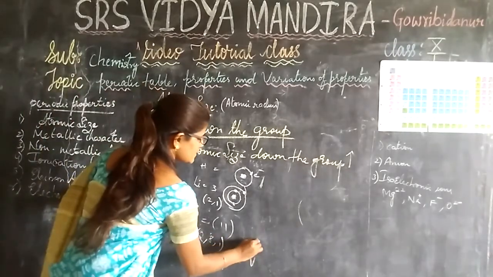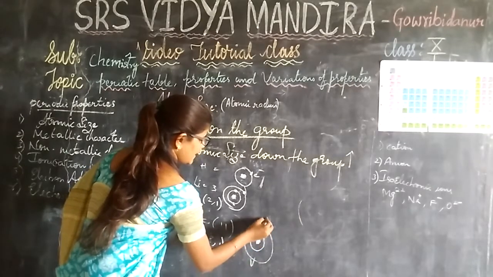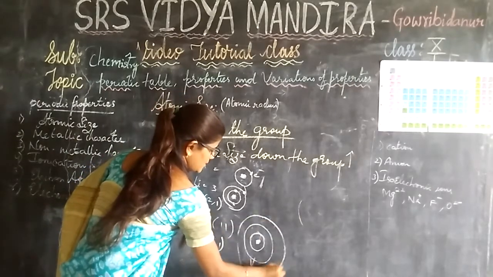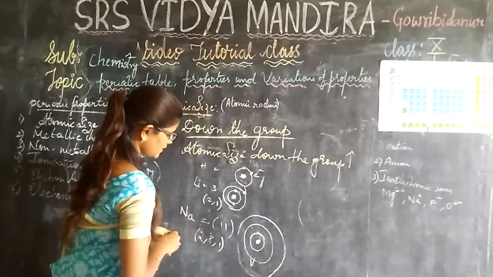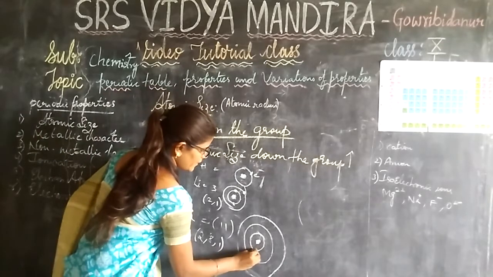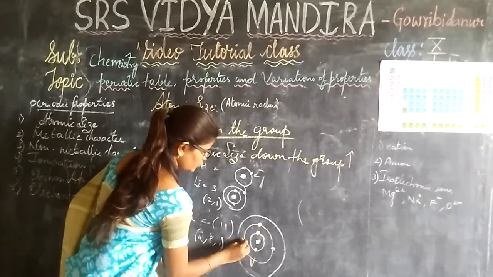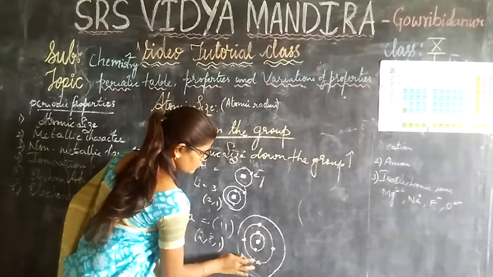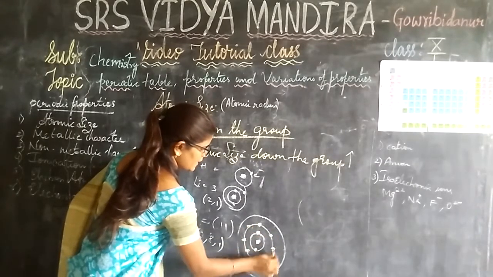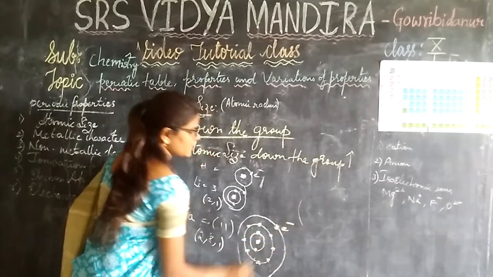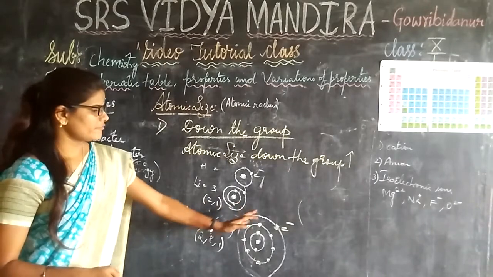See here, this is your nucleus part. This is the first shell, second shell, and this is the third shell. In this you will be finding 2 electrons, 8 electrons, and 1 valence electron in the outermost shell, the valence shell.